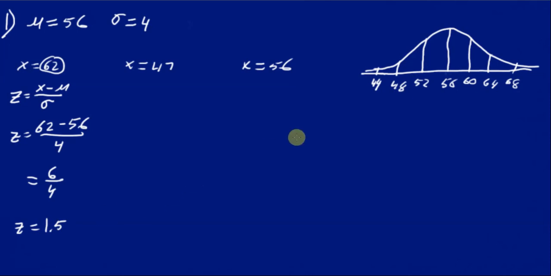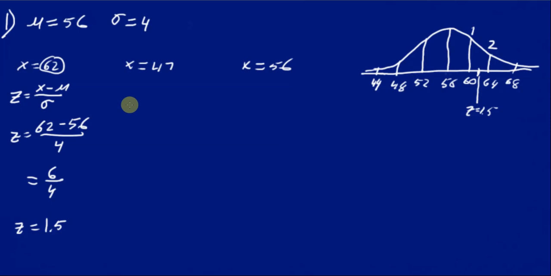Well, let's see if that makes sense over here. 62 is right here, right between plus 1 standard deviation and plus 2 standard deviations above the mean. So that makes perfect sense that this would give me a z-score of 1.5, given that I have a z-score of 1 here and 2 here.